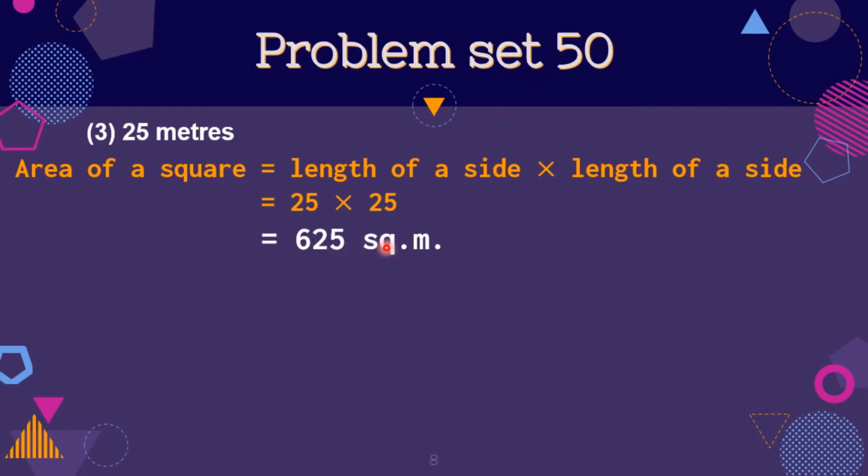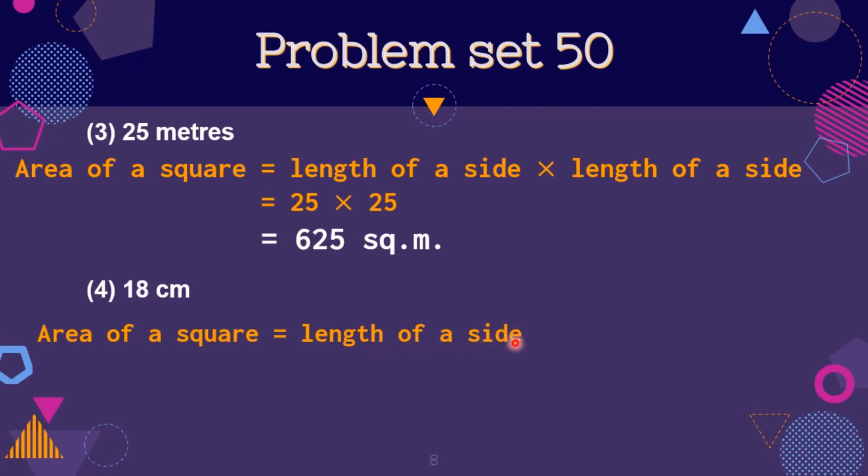Next we have the length of a side of the square is 18 centimeter. So let us find out its area. We have the formula area of a square is equal to length of a side into length of a side. Length of the side of this square is 18 centimeter. So we write 18 into 18 which is equal to 324 square centimeter.